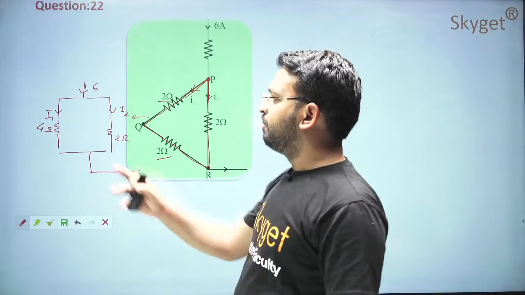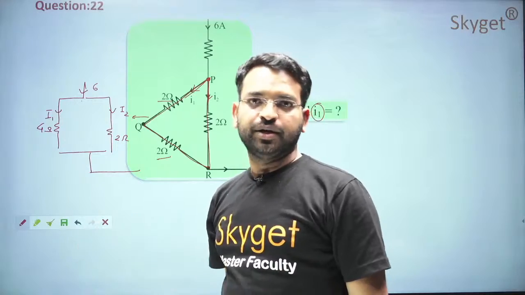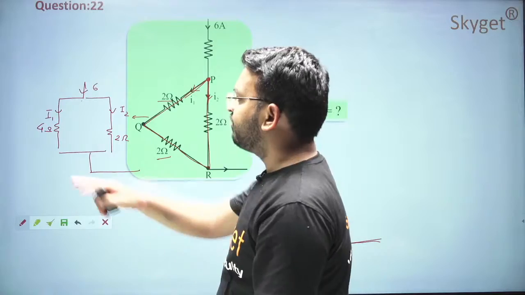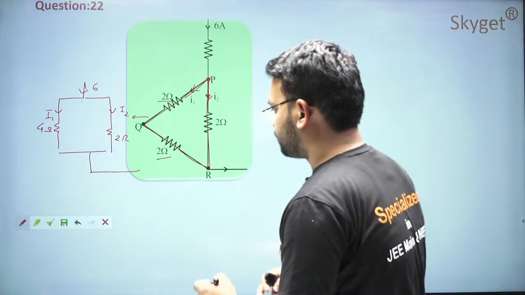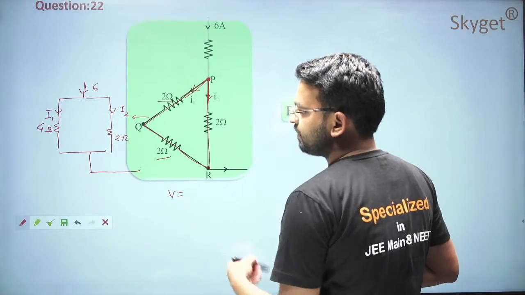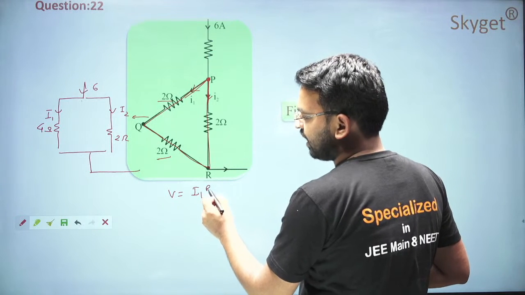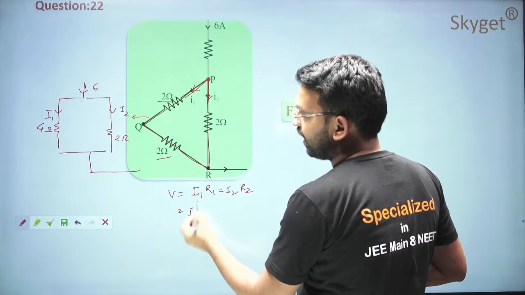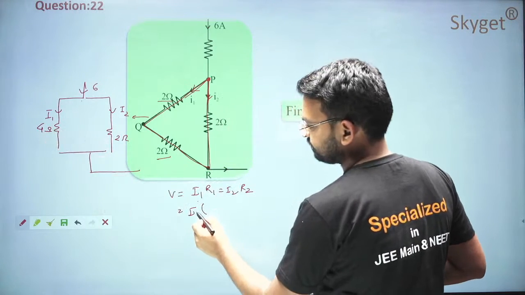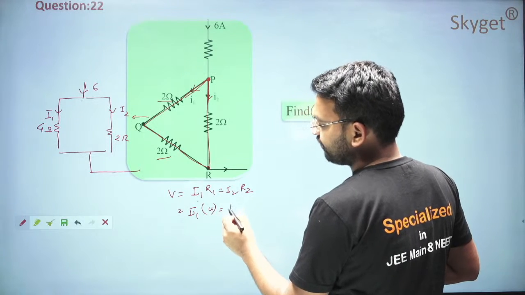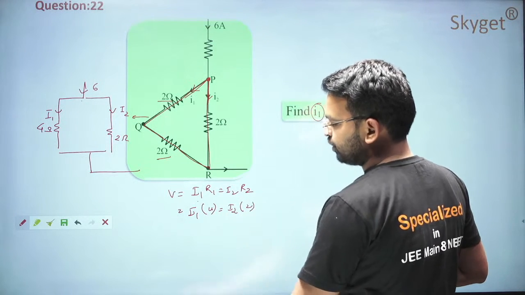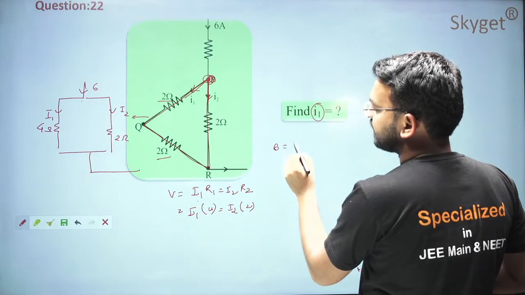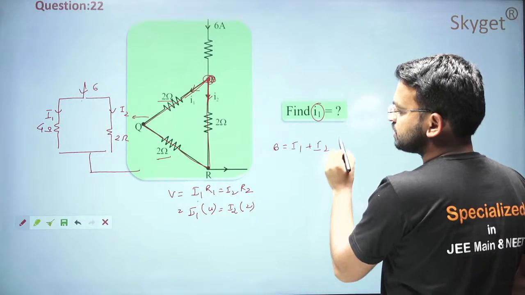Now you need to remember that since these two are in a parallel circuit, in a parallel circuit voltage remains the same. So since voltage remains the same, I can write I1 R1 equal to I2 R2. So I1 into R1, R1 will be 4, and I2 we have to find, and R2 is going to be 2. But from the junction rule, we already know that 6 can be written as I1 plus I2. This is your second equation.